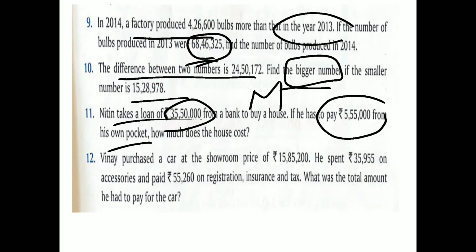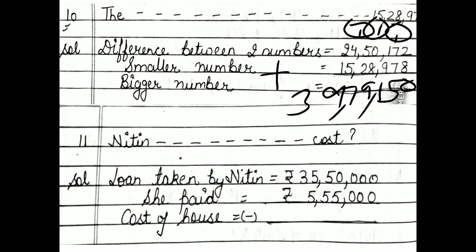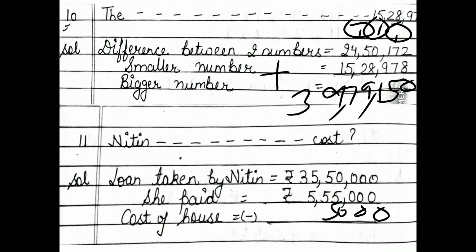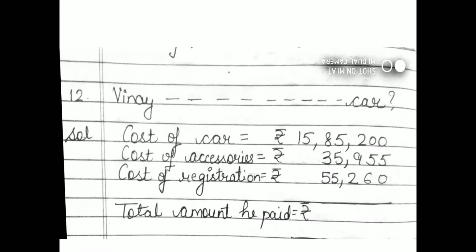So total money, how much has he paid for the house? For that again we do plus. Loan taken by Nitin 35,50,000. He paid 5,55,000. So the cost of the house will be what? Add them. 0, 0, 0, 5, 10, 10, 11, and this 4. So the house cost will be 41,55,000. Clear? Because we are doing plus here. Now we do question number 12.